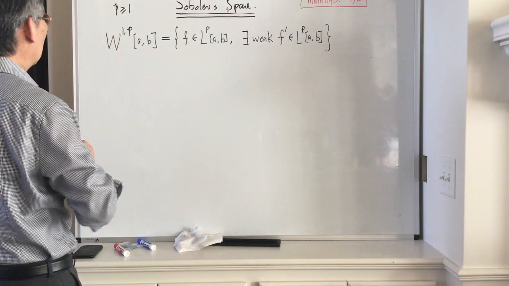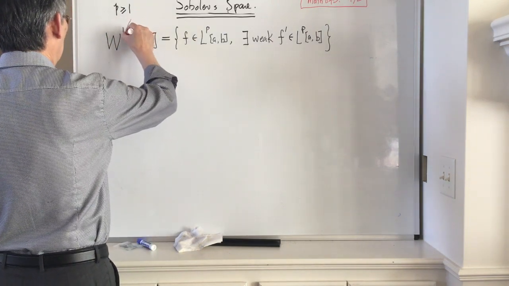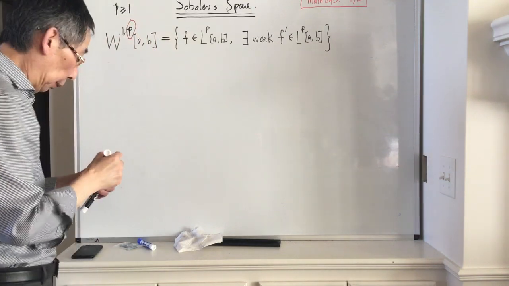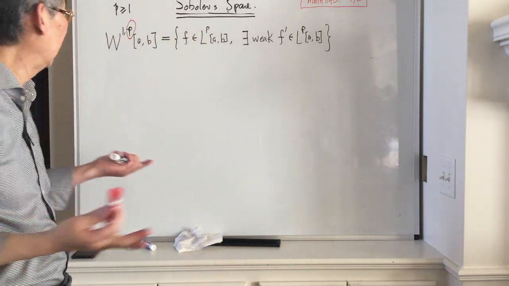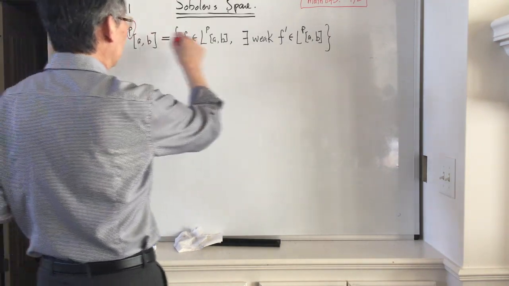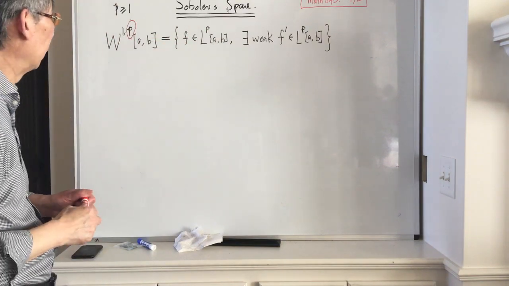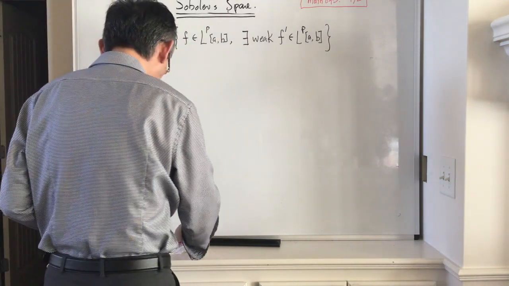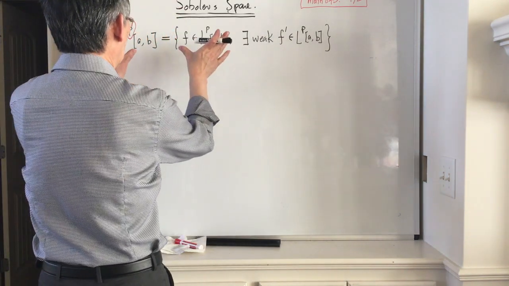And one thing you can see is that this Sobolev space actually depends on p. If you change the value of p, of course you're changing the space. Here we just assume that we are fixing one p, and we define the space. So this space is a well defined space. Okay. Now, this is just a space.